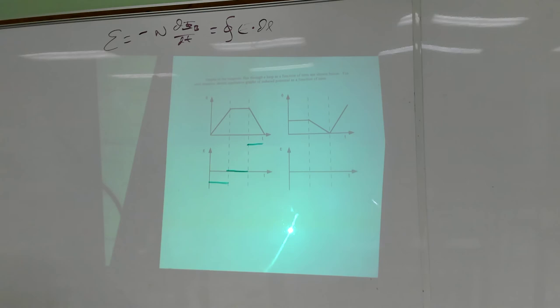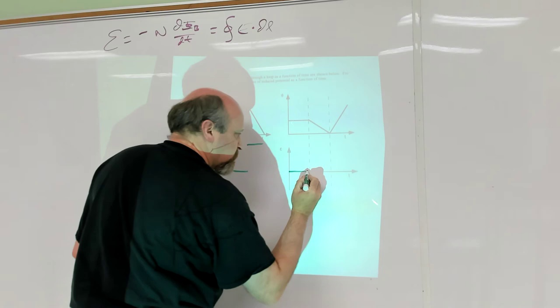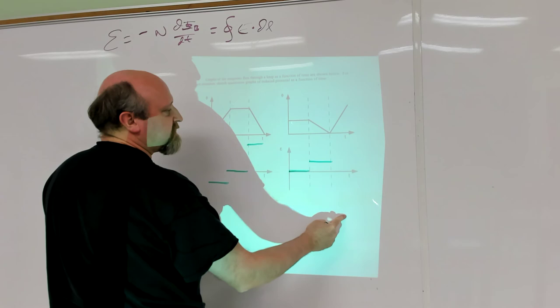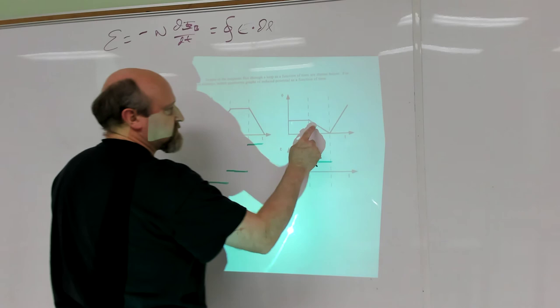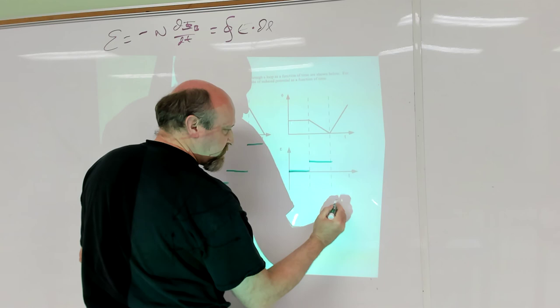Okay, what about this one? d phi dt here is zero, the slope is zero, so no induced voltage. What about here? Negative slope, so I have to have a positive voltage. What about this? Positive slope, so I have to have a negative voltage. But are these the same steepness? You say, no, this looks steeper than this. I can look at this, see this angle is smaller than this angle, this line is steeper. It's a greater magnitude slope here, so I have to have a greater magnitude voltage. So I put this further down from the zero line than this is above the zero line, so it's going to be way down here.